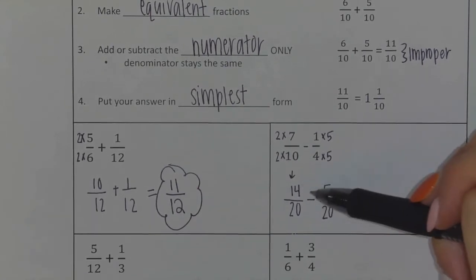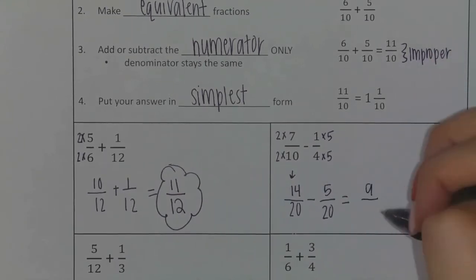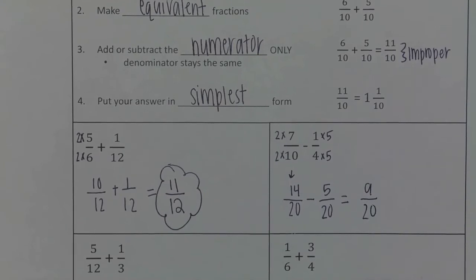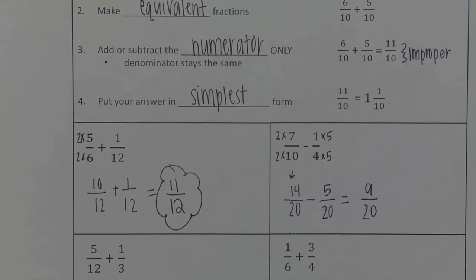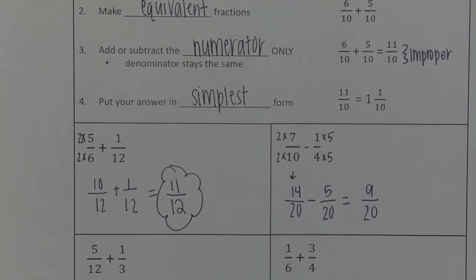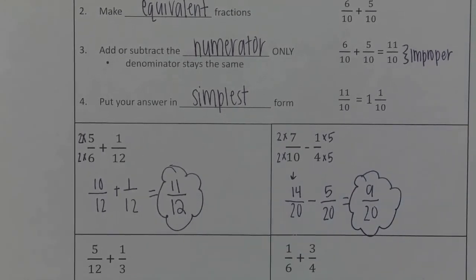So I'm going to subtract my numerators. 14 minus 5 gives me 9. My denominator stays the same, so 9/20. 9 and 20 don't have any factors in common. The only factor of 9 other than 9 itself would be the number 3, and 20 is not divisible by 3, so 9/20 is as simple as it gets.